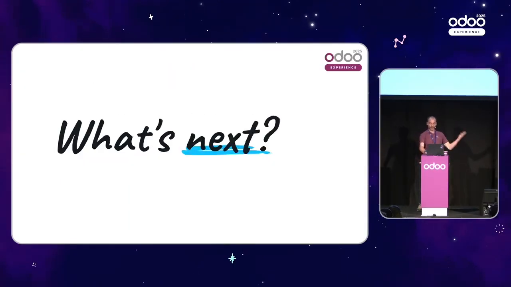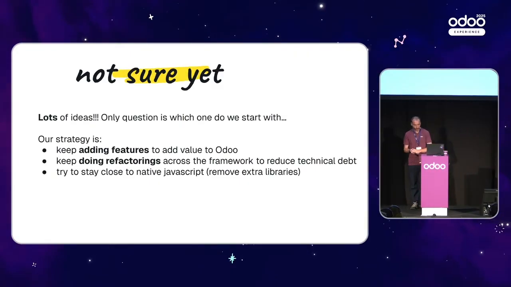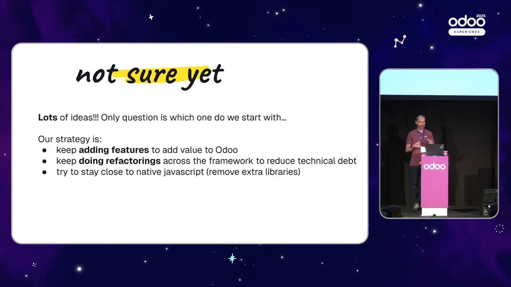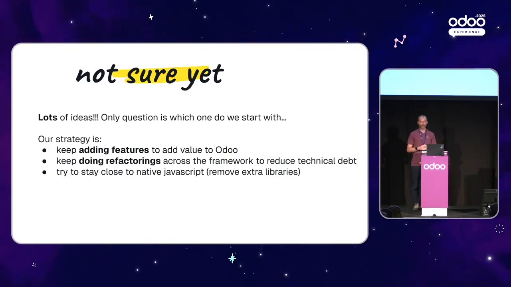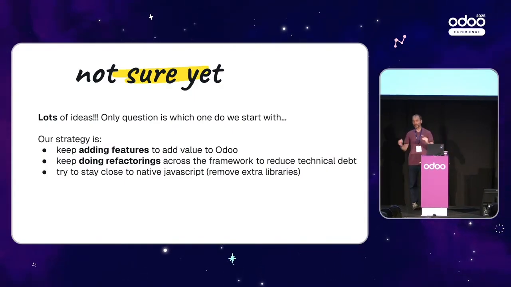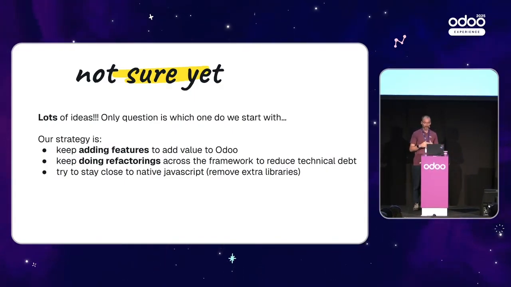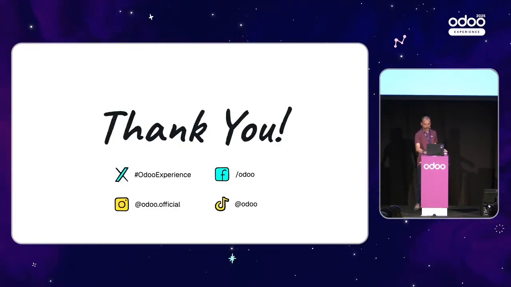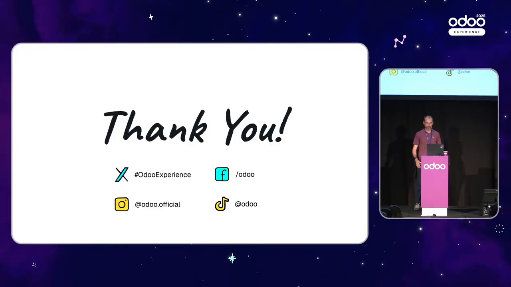So the question is, what's next? The answer to that is not sure yet. Not because we lack ideas. We have a lot of ideas. We don't know which one to start with, and we also need to still balance the need to add features to Odoo with keeping the technical debt low enough. If you have more ideas, you can ask me, or put them in the pad. Maybe we'll consider that. So I think I'm at the end of this. Thank you for your attention.